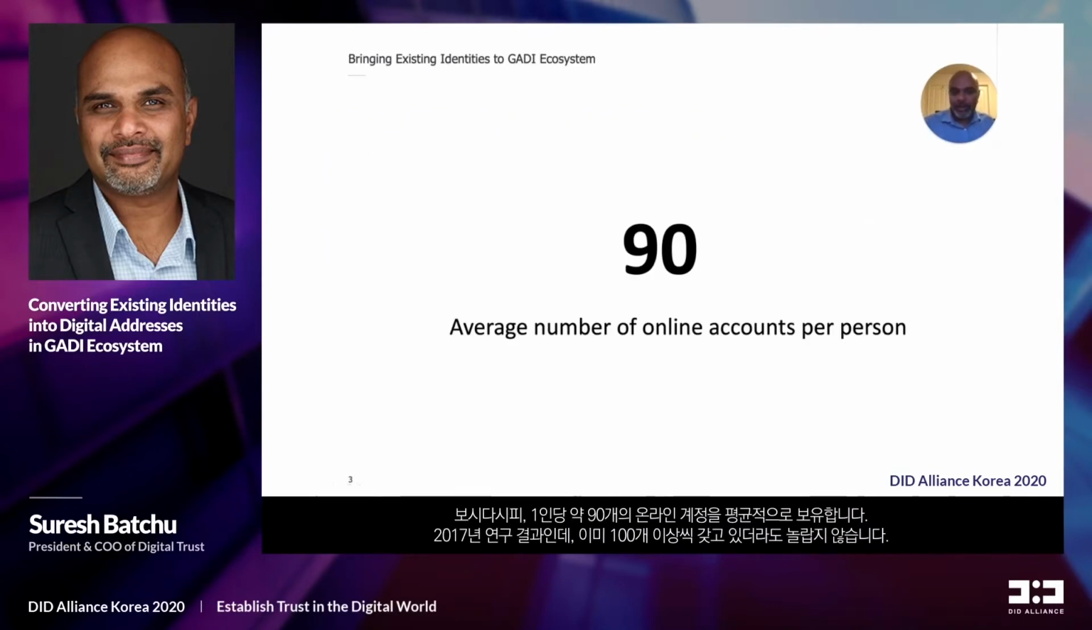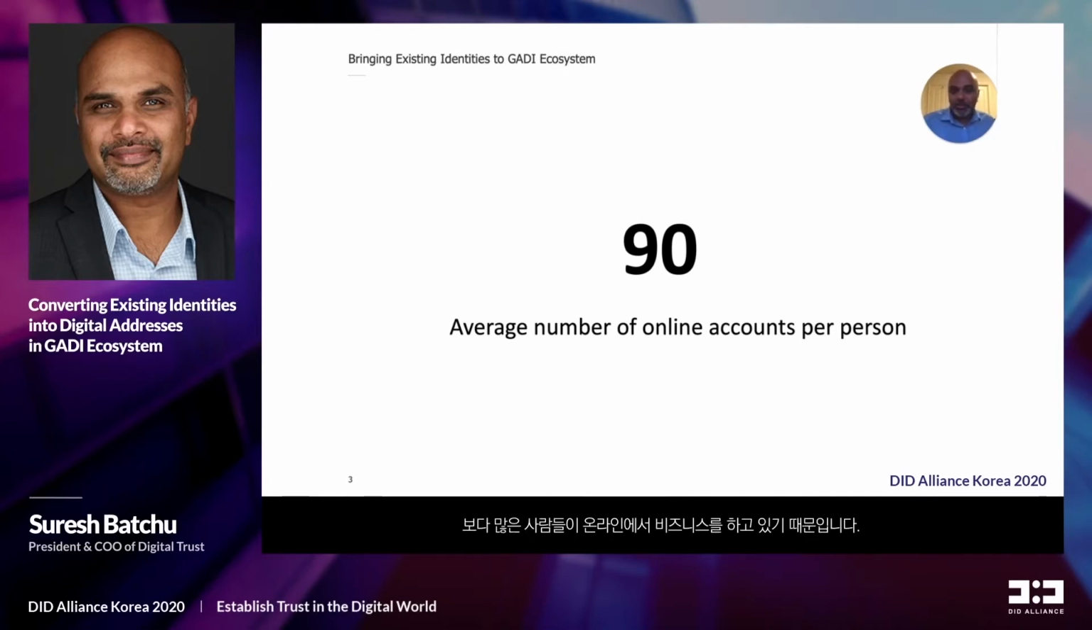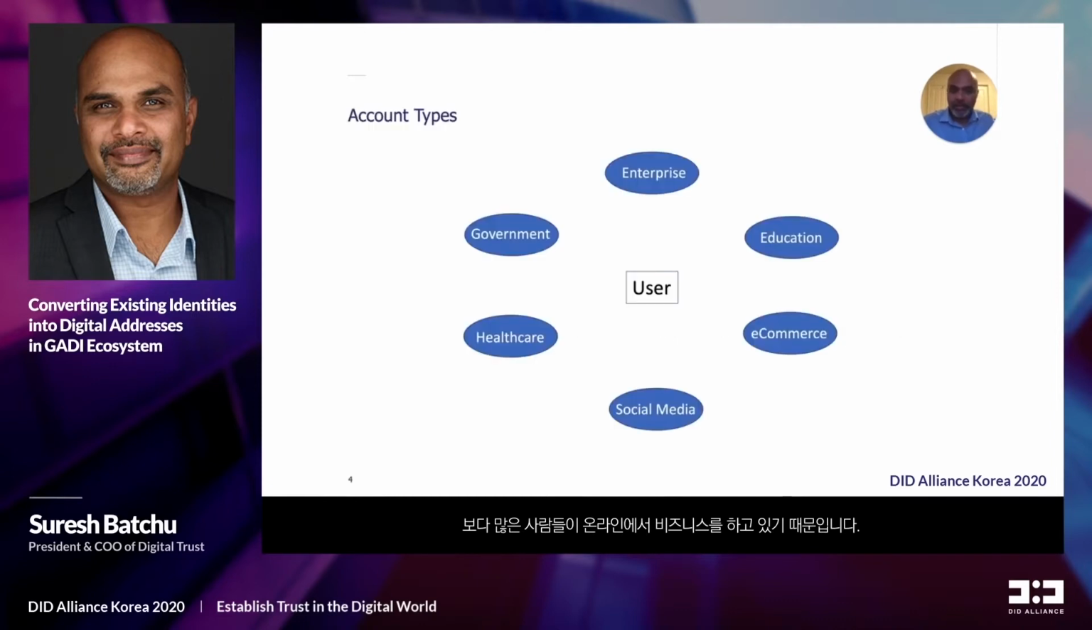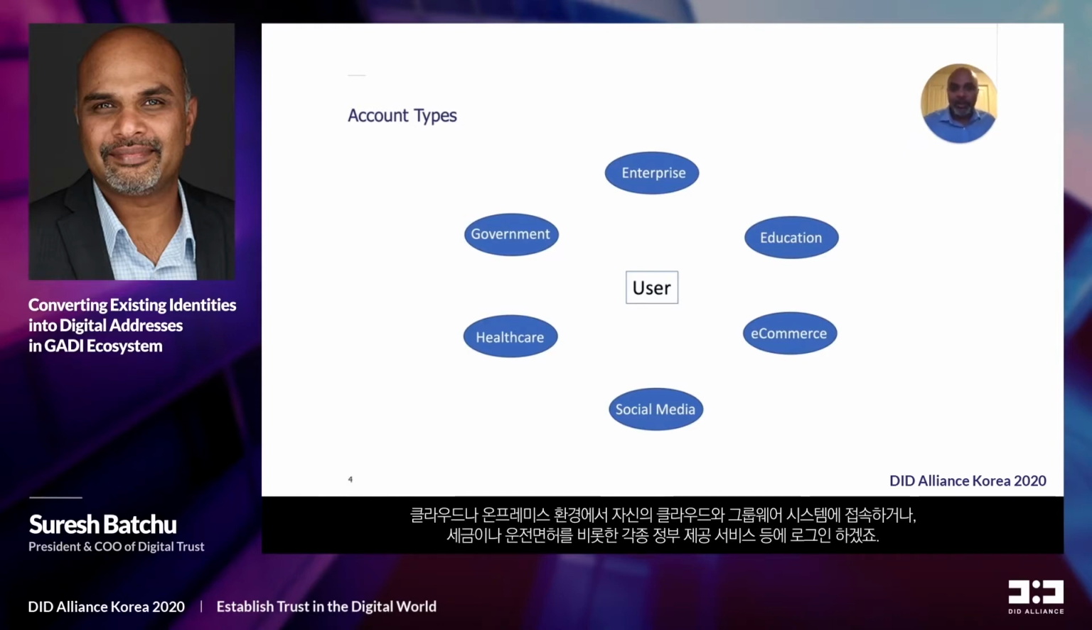Today, there are about 90 online accounts per person on average. This study was done in 2017, and I wouldn't be surprised if it is more than 100 already, because more and more people are doing more business online. Looking at the different types of accounts used by the user, for example, work-related accounts, they use accounts to log into their clouds and enterprise systems, whether cloud or on-prem.